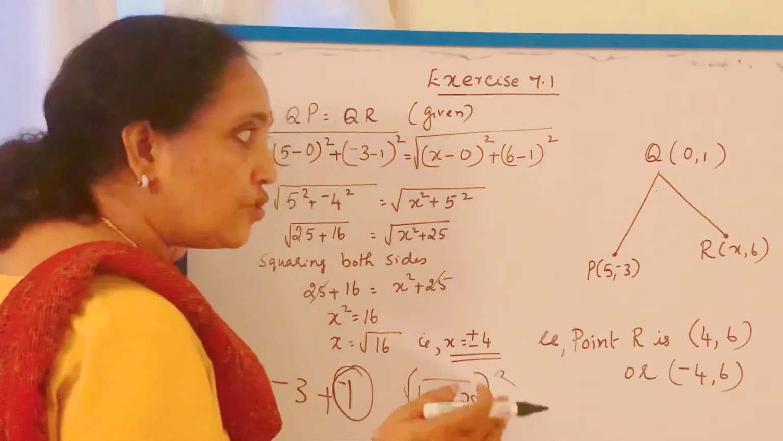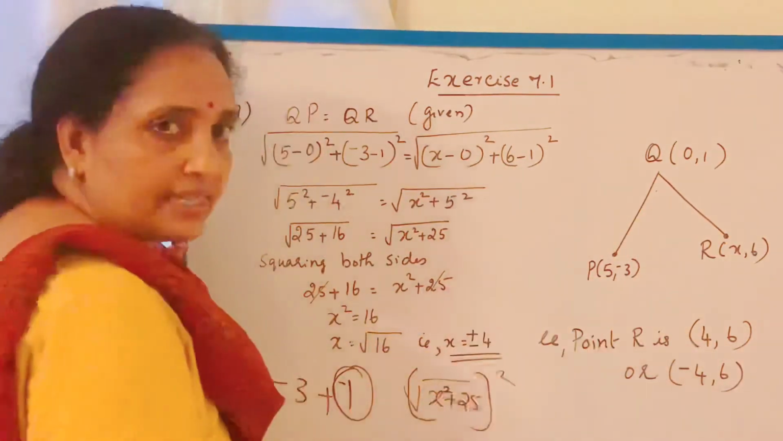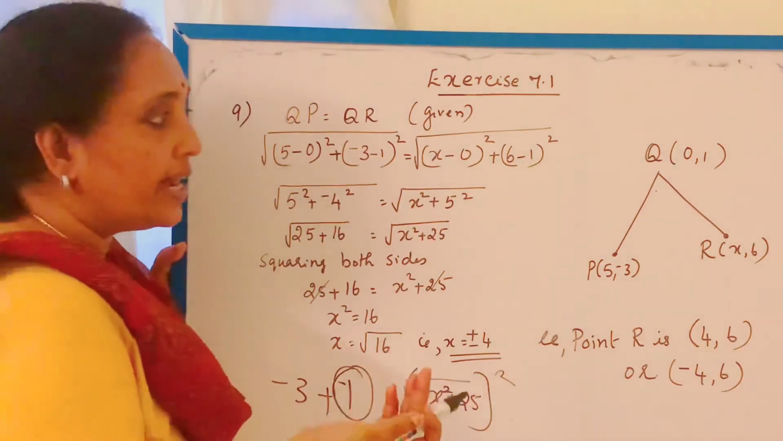Now the next question is you have to find out the distance of QR and PR. So using distance formula, using these coordinates, you can find out the value of QR and PR.